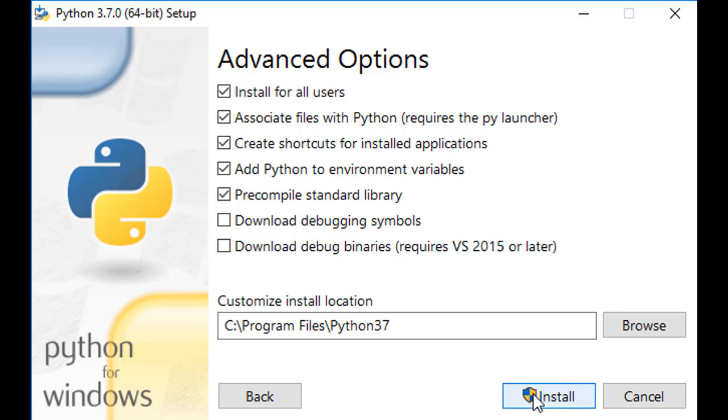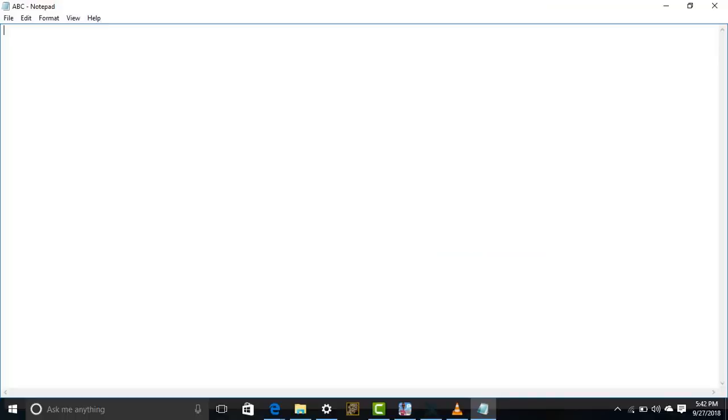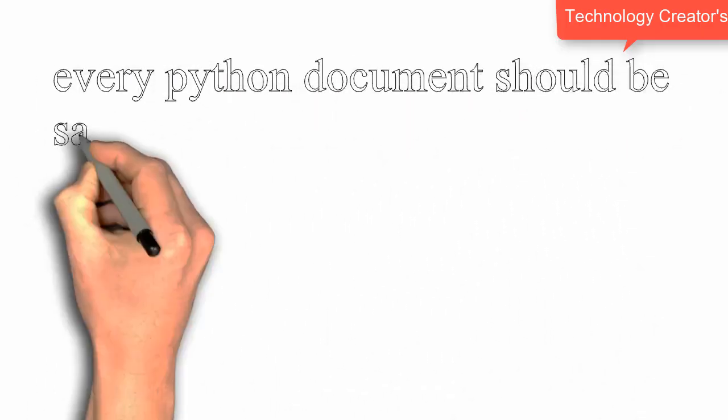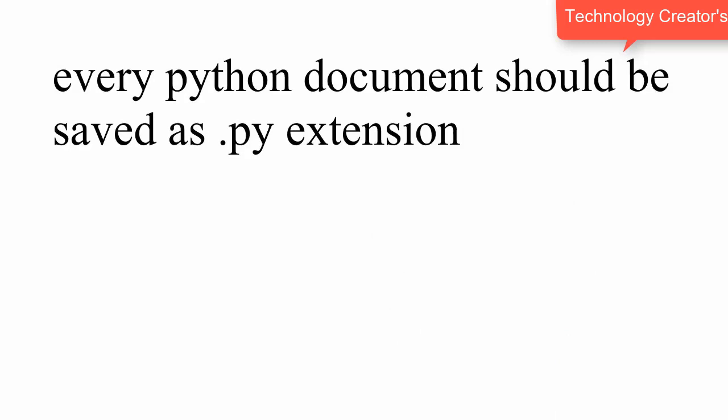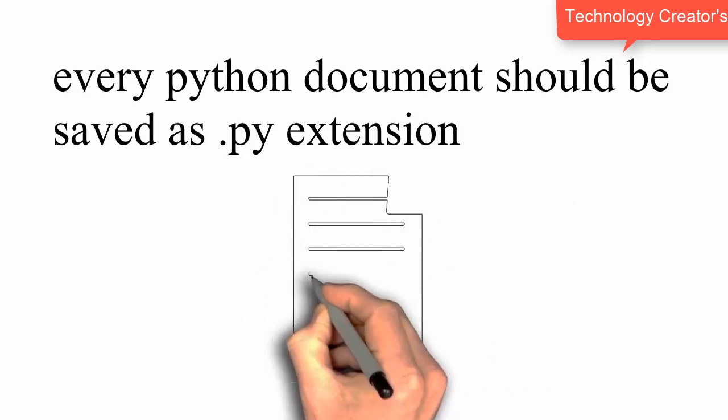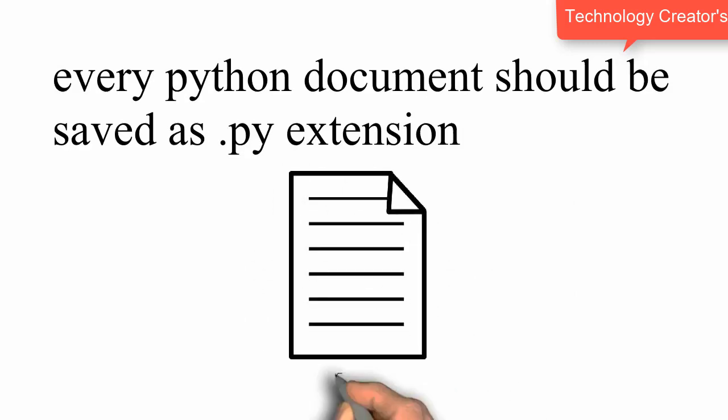Now let's start our programming. First of all, open any text editor, for example Notepad or any other text editor, and save your document as .py extension. Here I am saving my file as abc.py as my Python document. Remember that every time you create a Python document or script it should be saved as .py extension, as syntax is filename.py. Filename can be anything.